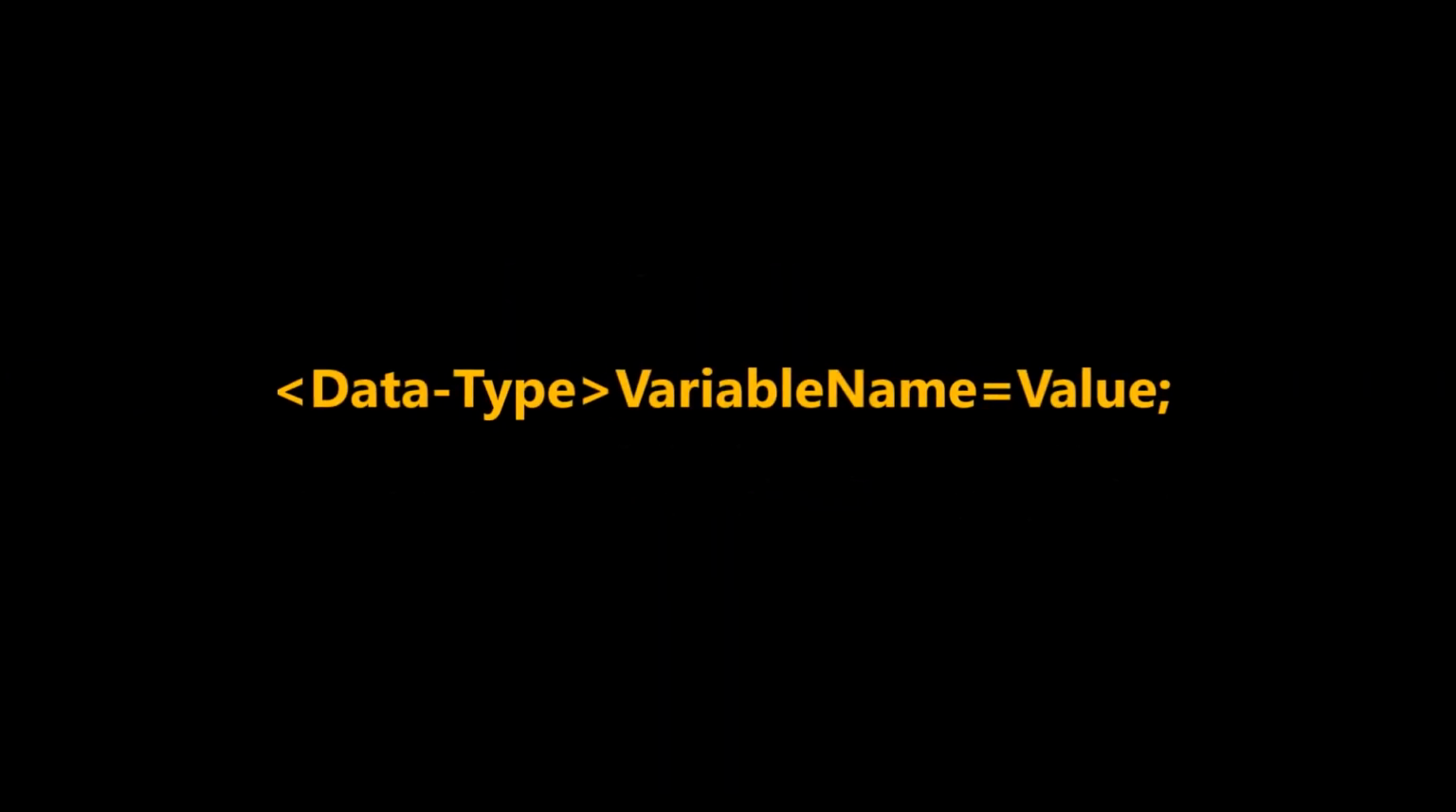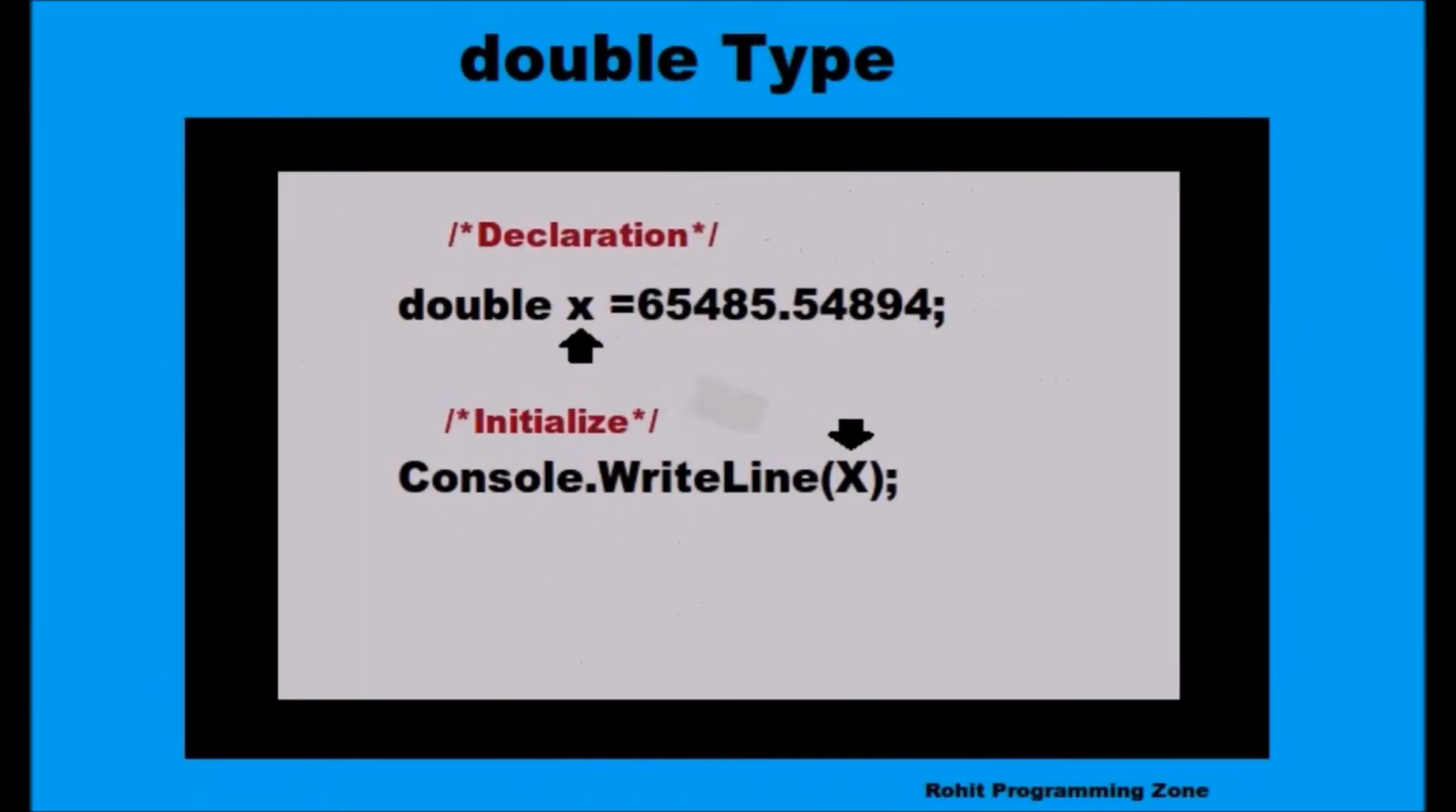To declare the double data type, first define the type with the variable name and then assign the value to it. For example, as you can see here in the declaration, first I have defined the type as double, and then I have named the variable x, and then I have assigned the decimal value followed by an equal sign, and also note that the statement should end with a semicolon. And to display it, I have simply called the variable name inside the Console.WriteLine method to display on the console screen. So let's move to the coding part and see the complete program result.